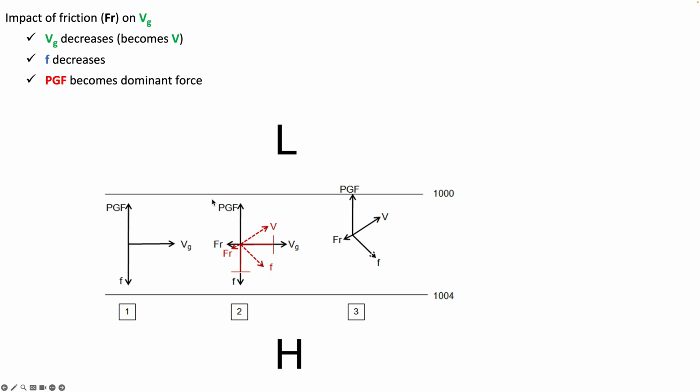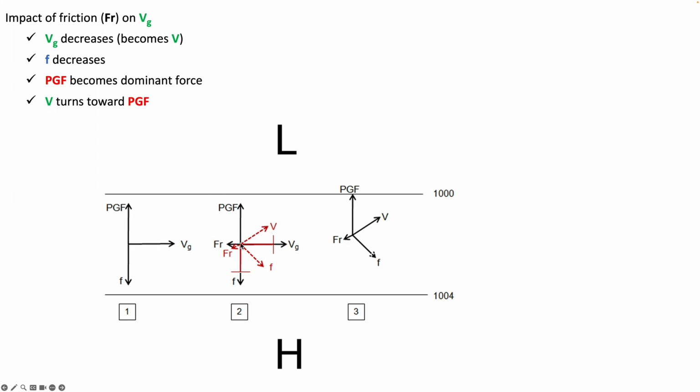Now, the third thing that results from this is that the pressure gradient force will become the dominant force. So the pressure gradient force, again, is not impacted by any of these other forces. It just measures the rate at which pressure is changing over distance. So the pressure gradient force becomes the dominant force. As a result of that, the wind is going to be pulled towards the pressure gradient force, or the wind is going to turn towards the pressure gradient force.